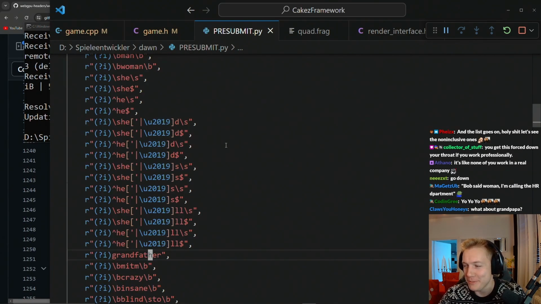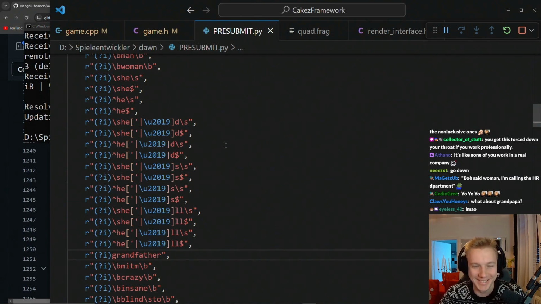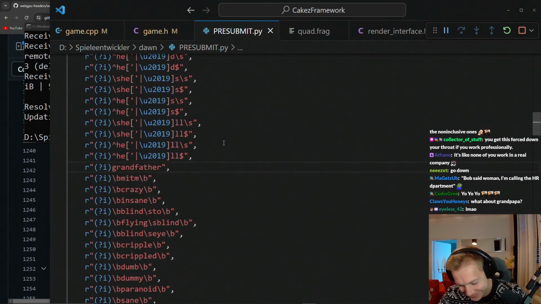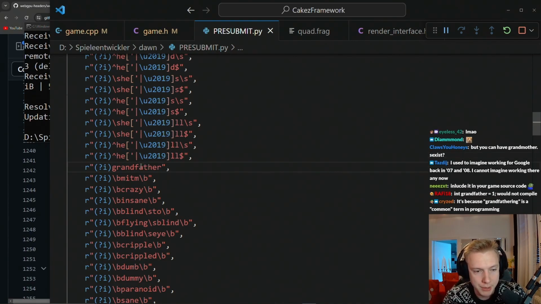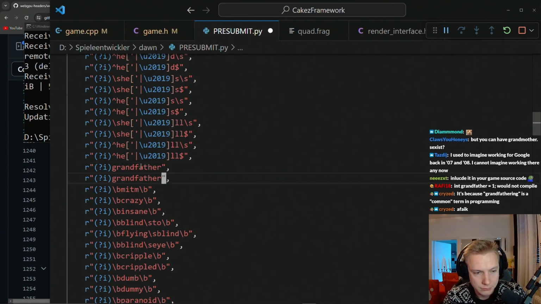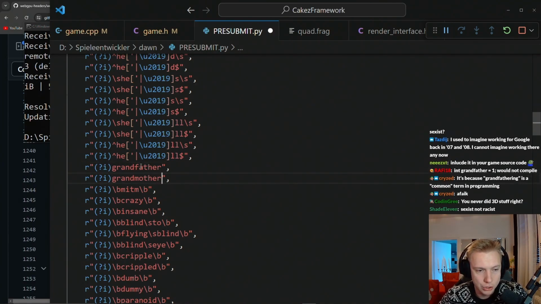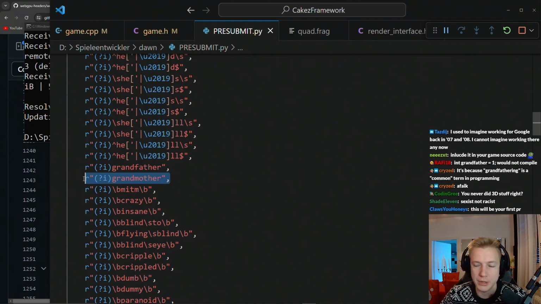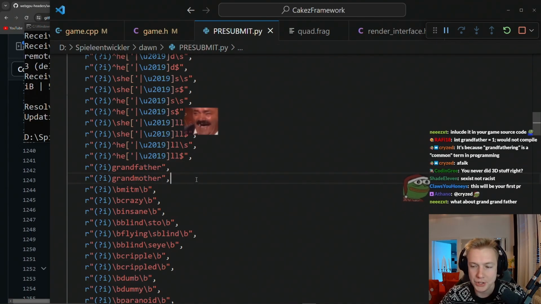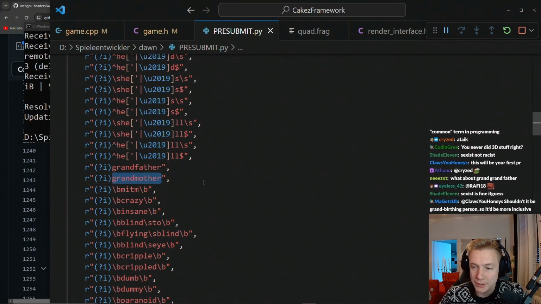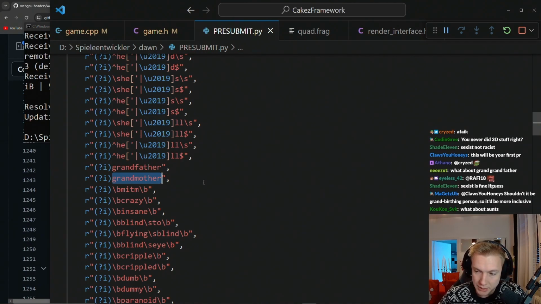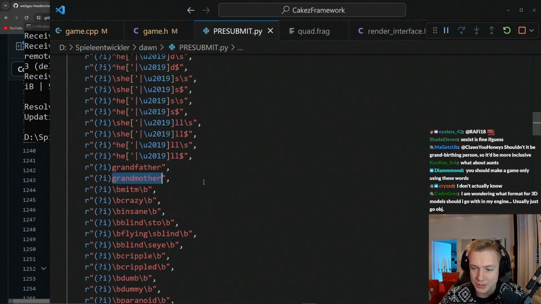Bob said woman, I'm calling the HR department. Yeah. But you can have grandmother, racist. True. I need to add that. Wait. But we wanna be equals here, right? We should do a push request now. Or is it a pull request? Sexist, not racist. That's sexist. Yeah, we need grandmother too. Grandfathering is a common term in programming. What does grandfathering in programming mean? I've never heard that. What about aunts?